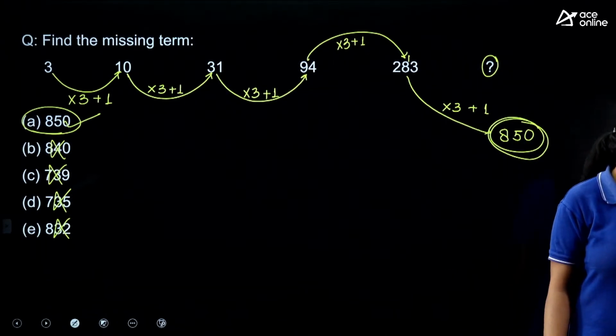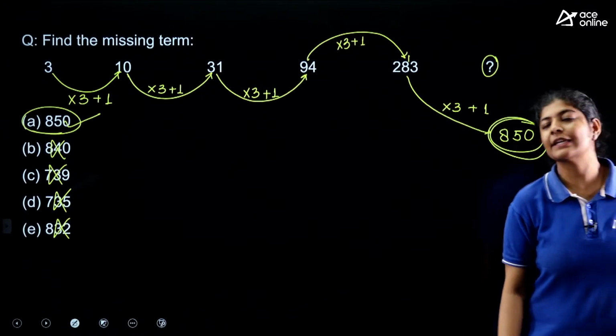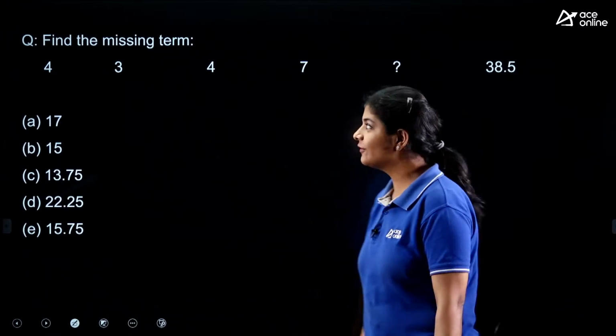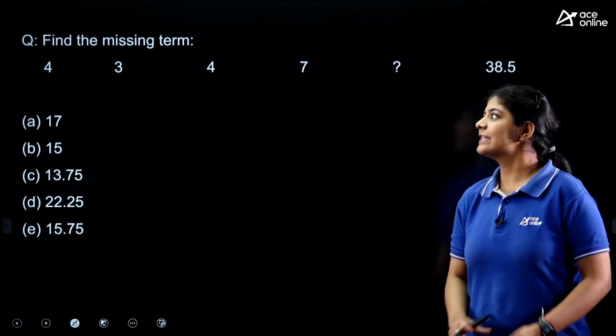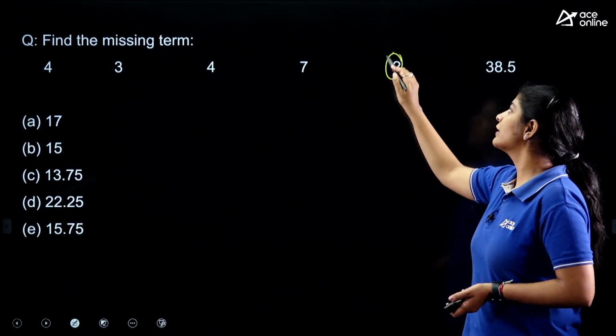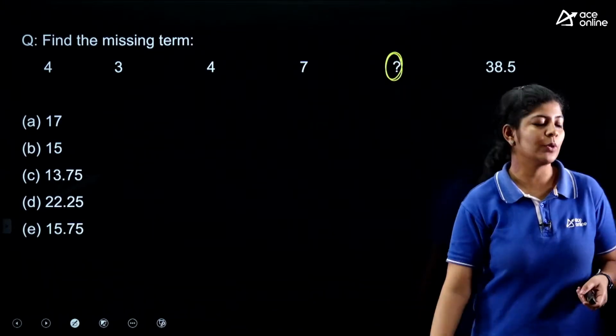Very good, Milind, Radhe, Jaipur, Brain, Litika, very good. Right? The correct answer over here is 850. Next, and the last question of today's session. So the next series is 4, 3, 4, 7, and this time we need to figure out the missing term, and then 38.5.